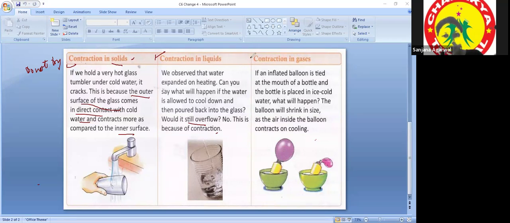And contraction in gases. If an inflated balloon is tied at the mouth of a bottle and the bottle is placed in ice cold water, what will happen? Earlier, we placed an inflated balloon in the sun, and because of the sun's heat, the gas is expected to expand. So we can say the balloon will increase in its size.